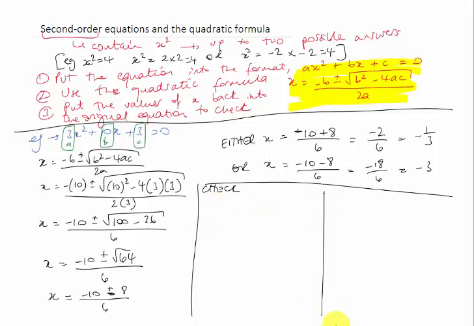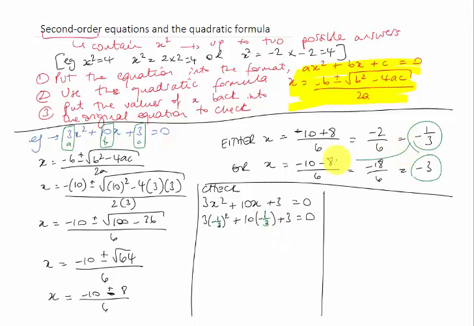So here are our two answers. So let's write out the equation. So 3x squared plus 10x plus 3 equals 0. So for this first answer, that would be 3 times minus 1/3 squared plus 10 times minus 1/3 plus 3 equals 0. Let's put this in green. Okay, so that would be 3 times 1/9 plus minus 10 over 3 plus 3 equals 0.